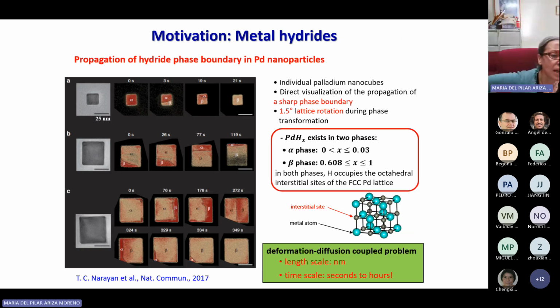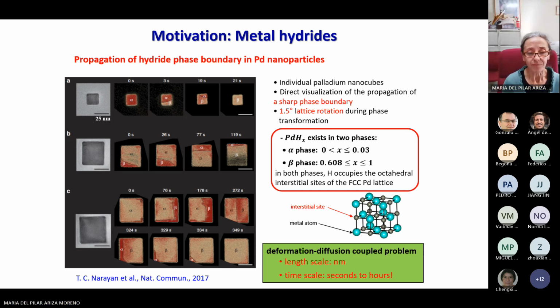These are the experimental results of a group at Stanford, where you can see nanoparticles of palladium and how hydrogen goes inside of the material. Then you observe here the different phases, alpha and beta, of palladium with and without hydrogen. In these figures, you see how hydrogen gets inside the material and the phase boundary propagates.